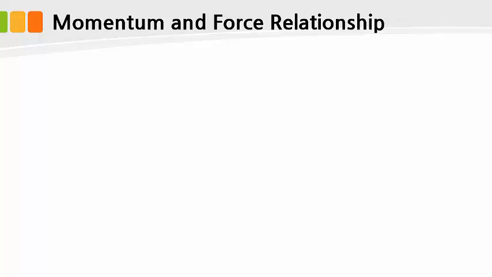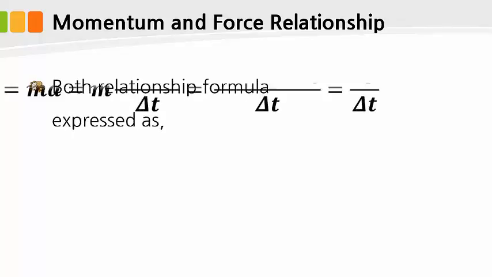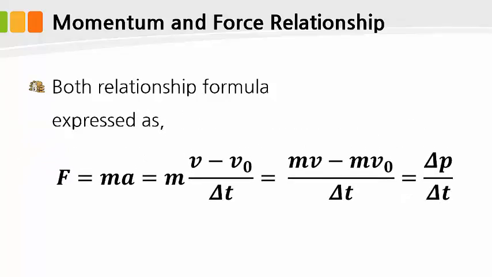The relationship between momentum and force is expressed as follows: force F is the multiplication of an object's mass m and acceleration. Acceleration is the value of dividing the change of velocity by the change of time. Momentum p can be found by multiplying mass m by the velocity v.